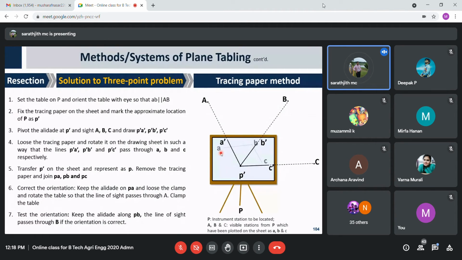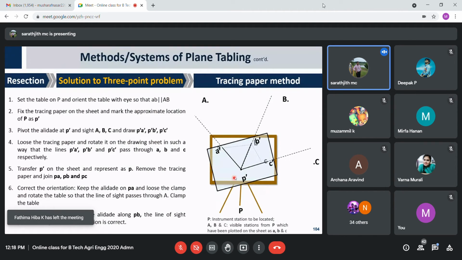Okay, so what you do is you rotate the tracing paper such that P dash A dash falls over the point A. Now you know that all these points meet at this particular point.